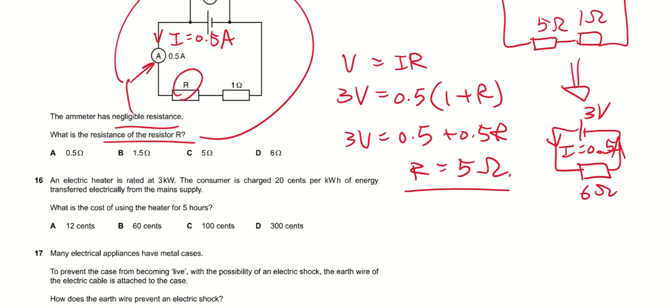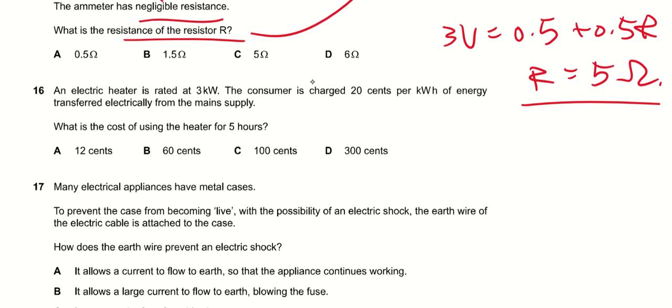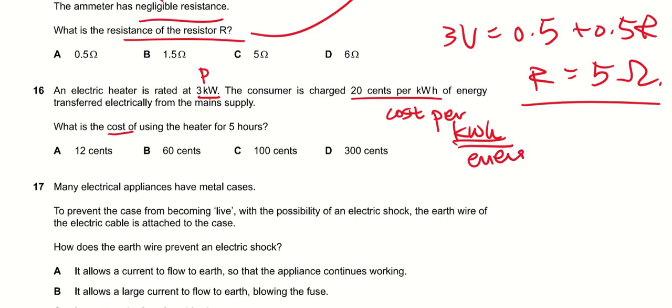Now, an electric heater is rated at 3 kW. So this is the P, and it is 3 kW already. That means they are going to calculate the cost, right? Consumer is charged 20 cents per kWh of energy, not per kW, it is per kWh. So this is the cost for every kWh, which is basically your energy. What is the cost of using the heater for 5 hours?